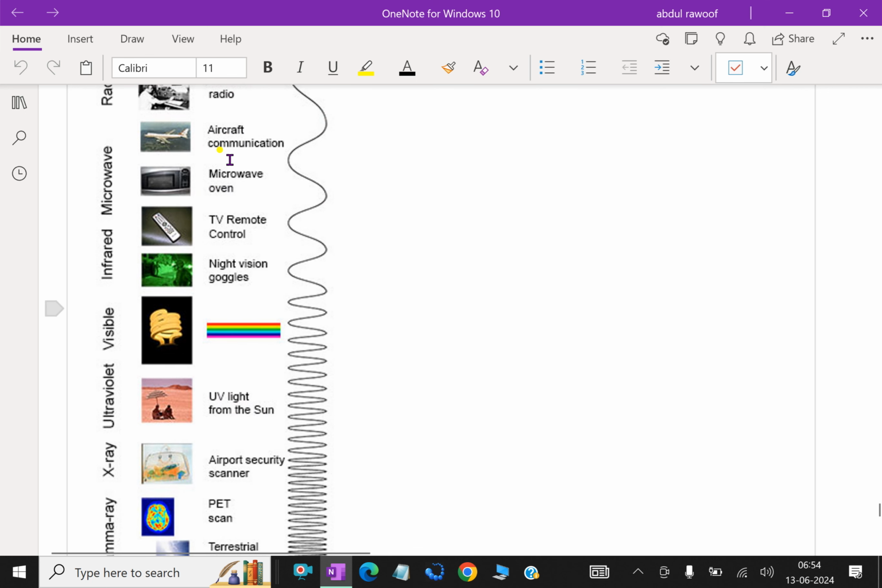Next is microwave. For this microwave radiation, one example is the microwave oven that you use at home. Next is infrared radiation. In that, TV remote controls and night vision goggles are examples. These are infrared radiations, where the wavelengths are reducing.